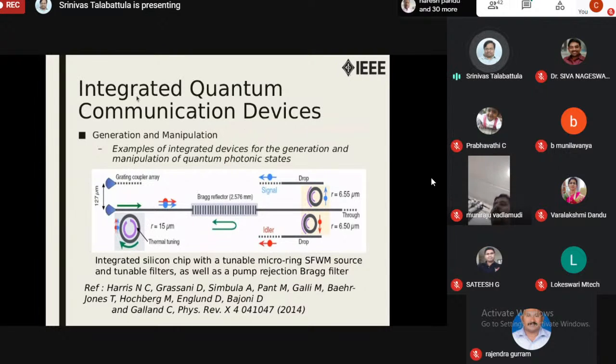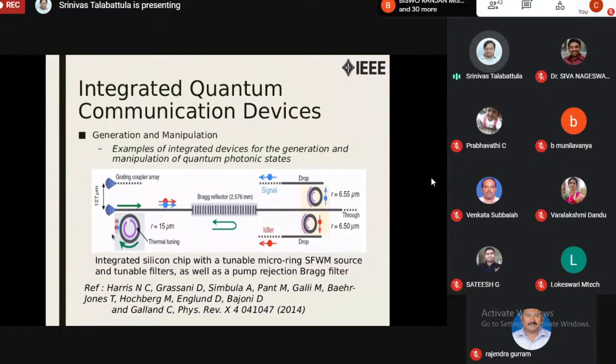In integrated optical devices or integrated photonic devices, one of the key elements is an optical waveguide. An optical waveguide is like an optical fiber. Maybe I will have to go back to one of my other slides to show what is integrated photonics. Maybe I'll try to do it later after some time.